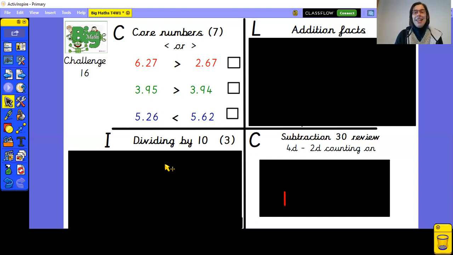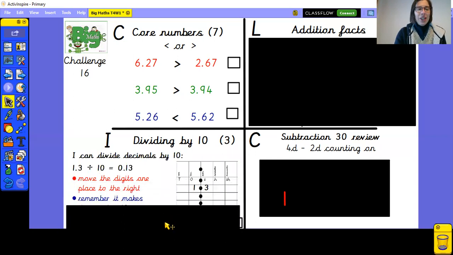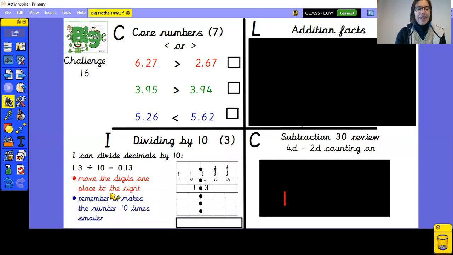When we divide by 10, we move the digit to the right because we want to make them smaller. The number we get when we divide is smaller. Brilliant. So when we divide by 10, we move the digits one place to the right. And remember, it makes the number 10 times smaller.